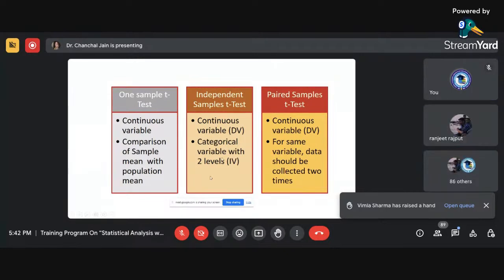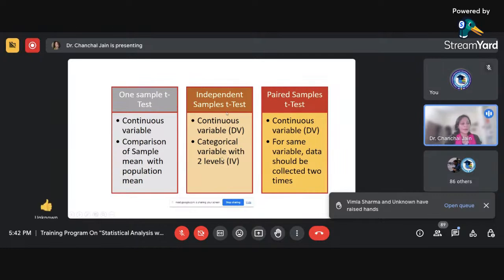Okay, thank you, sir. Coming to the next point, now I'm talking about the two samples t-test. In this category, I'll take the first test, that is the independent samples t-test. For the independent samples t-test, we need to have two variables. The first variable should be a continuous variable. The second variable should be a categorical variable, and in the categorical variable, we need to have two labels.